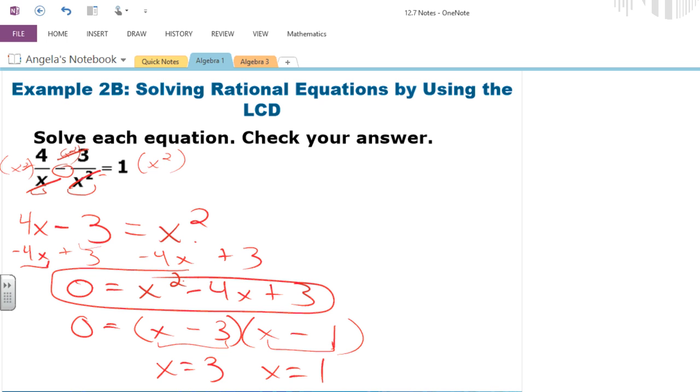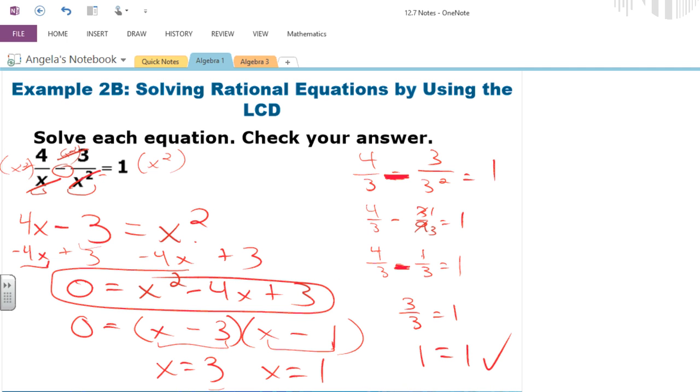Okay? Now you should check both your answers. So I should check them individually. So you have to check them separately. So if I plugged 3 in to x, so I'm only going to plug 3 in, I would get 4 over 3 minus 3 over 9 equals 1. So I want to see, okay, 4 over 3, I can simplify this. I'm going to make this a 3. So 3 goes into here, 1. So I get, sorry, there should be a minus sign, 1 over 3, which equals 1. 4 minus 1, because I have a common denominator, is 3 over 3. So 3 over 3 is 1, so that's a solution.